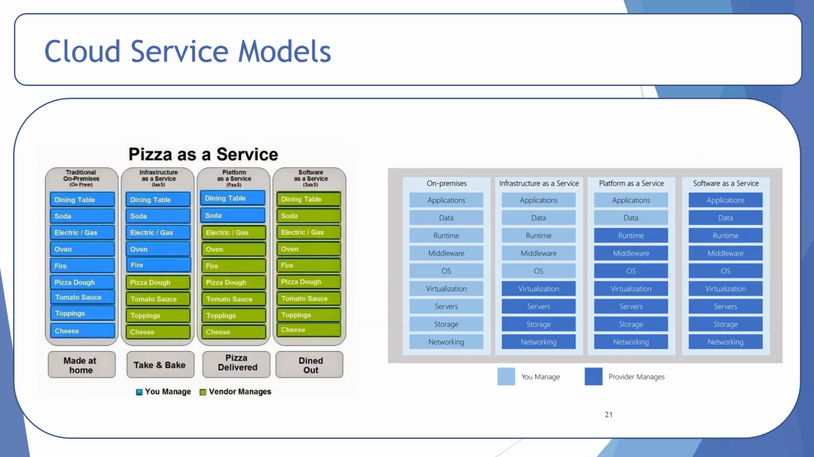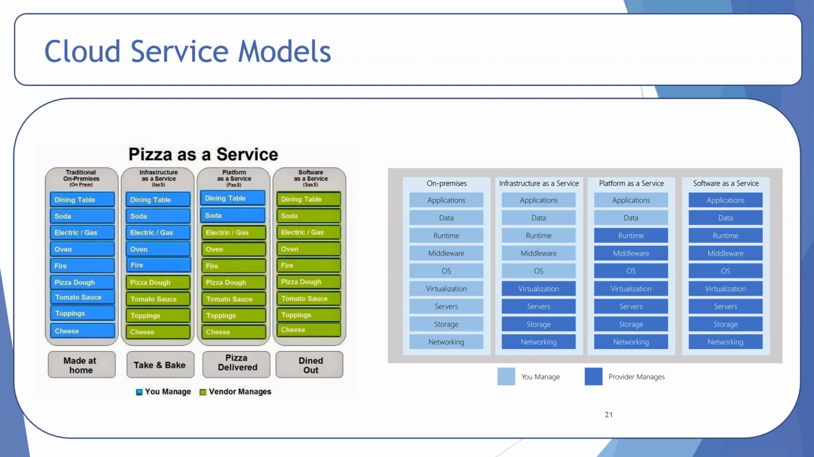Next up is cloud service models. Cloud service models are categorized as IaaS, infrastructure as a service, PaaS, or platform as a service, and SaaS, software as a service. Let's understand these service models using pizza as a service example. If we want to have pizza, we have 4 choices similar to cloud service models. First, make pizza at home. Second, buy ready to cook pizza base and bake at home. Third, get pizza delivered at home. And fourth, dine out.